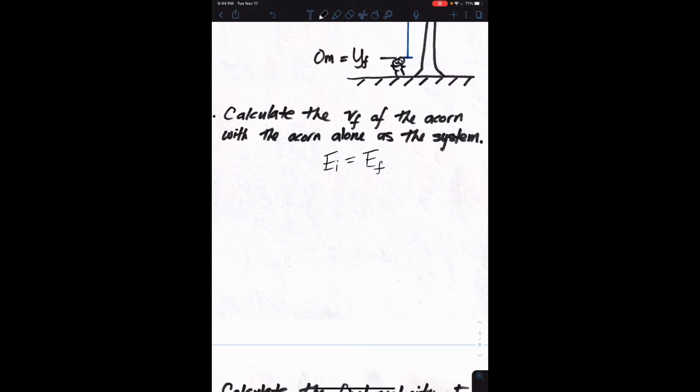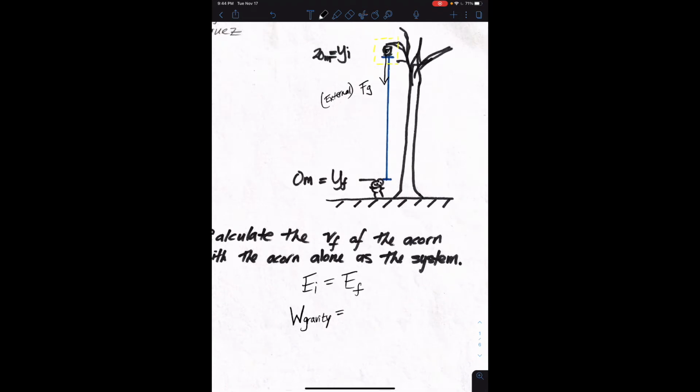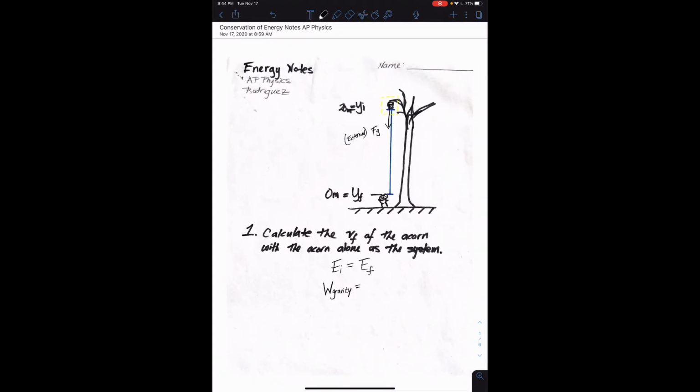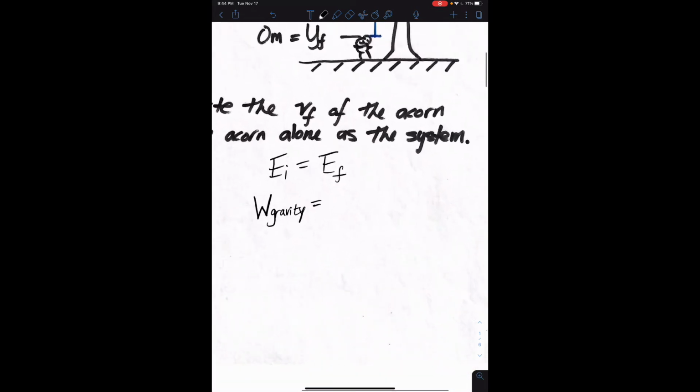Okay, so we said last time that work always goes on the initial side. So we'll go ahead and put that there. It's the work done by gravity. On the final side, right before the acorn hits the person in the head, I think that's what happens here. Yeah, it looks like somebody's gonna get hit in the head by an acorn. It is going to be just kinetic energy.